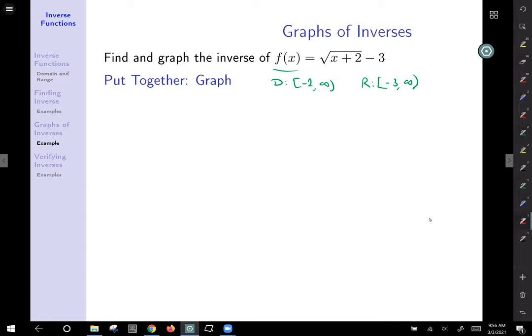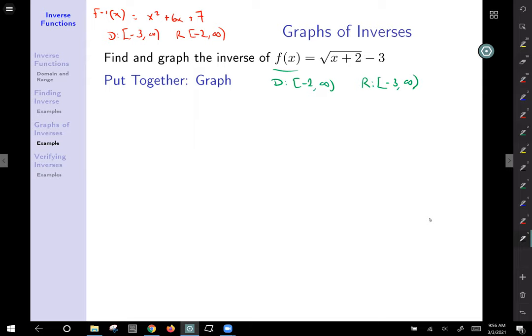Now we know that the related inverse is given by the function f inverse of x equals x squared plus 6x plus 7. And we know the domain of this thing is the range of the other because the inputs and outputs are reversed. So negative 3 comma infinity. And then the range is negative 2 comma infinity.